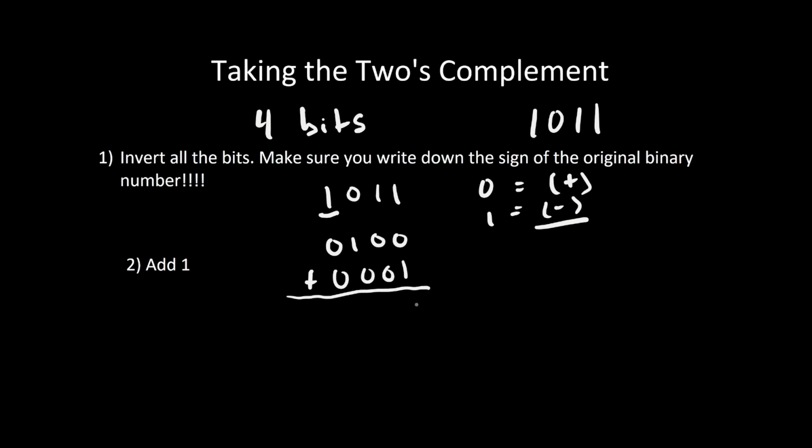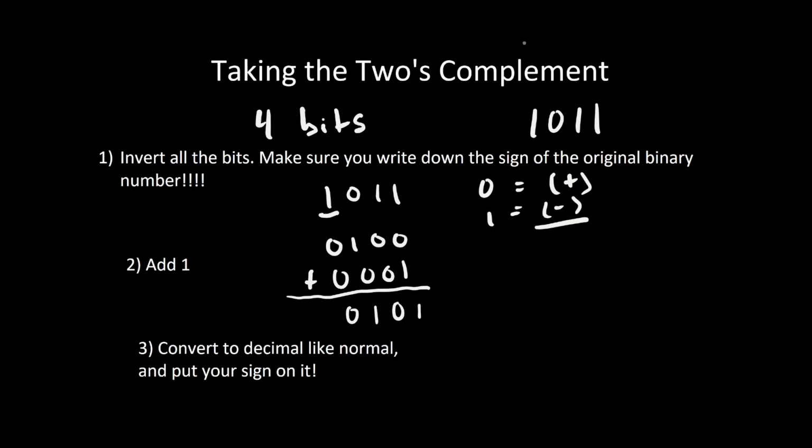1 plus 0, 1. 0 plus 0, 0. 0 plus 1, 1. 0 plus 0 is 0. There we go. Now all we have to do is convert it to decimal like normal, and don't forget the sign. So we already know that 0, 1, 0, 1, that's 1, that's 4, so it's going to be 5.